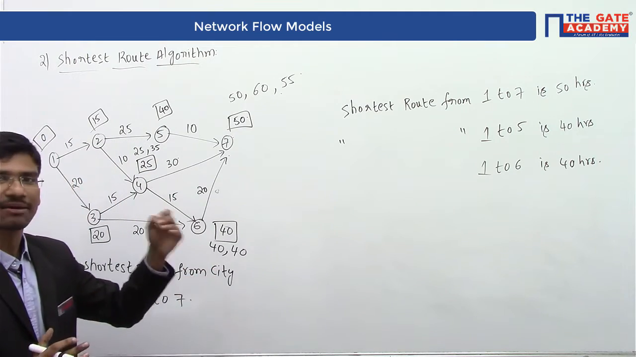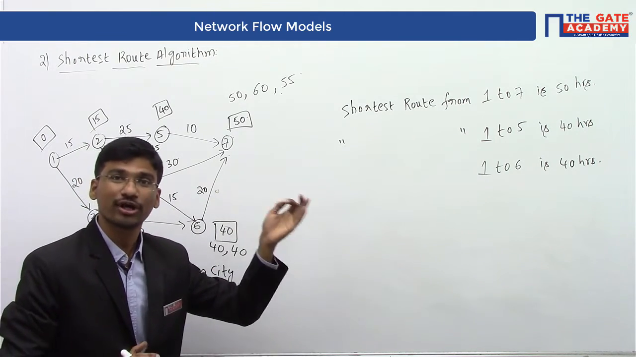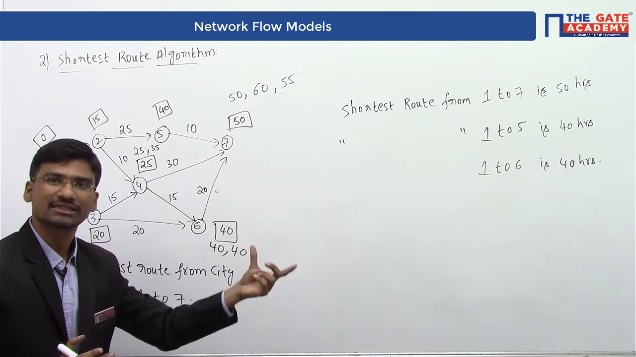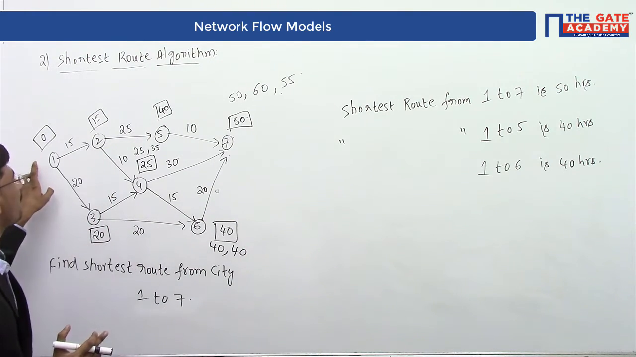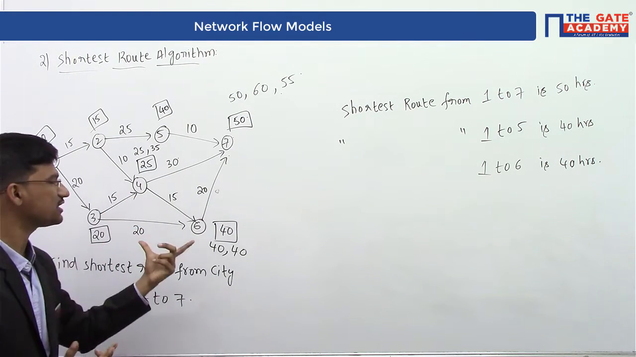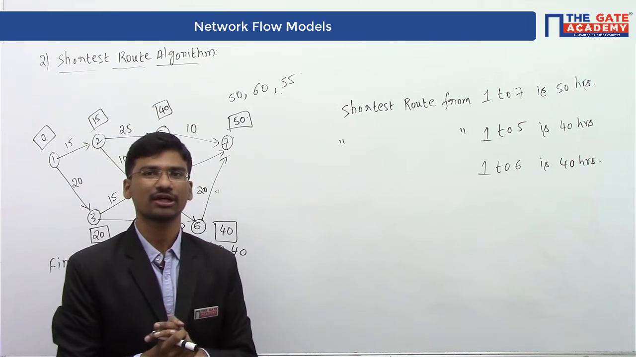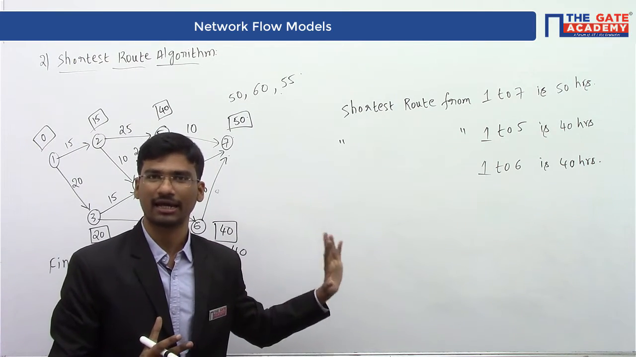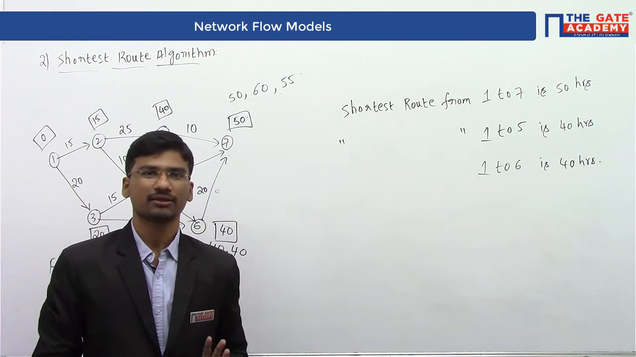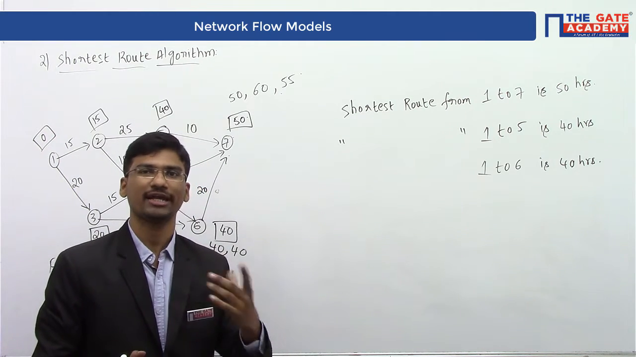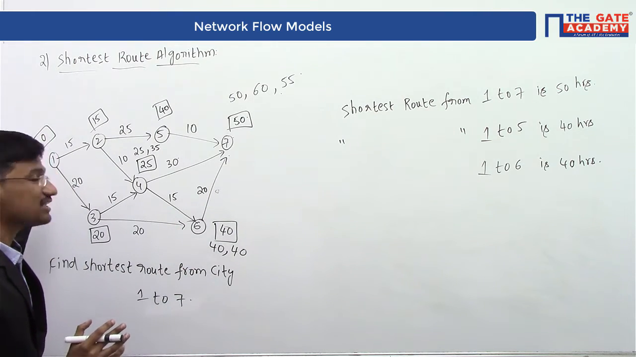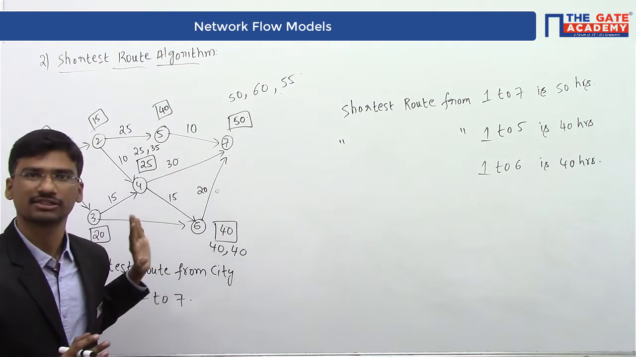In the examination there is no guarantee that you will be asked to find the shortest path from 1 to 7. You may be asked to find the shortest path from 1 to 5, from 1 to 4, from 1 to 6 or any other path. That is why you have to follow this algorithm. If you know it, you can find the shortest path from the first city to any other city.